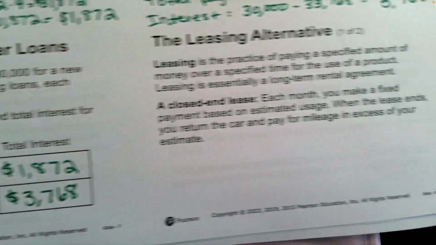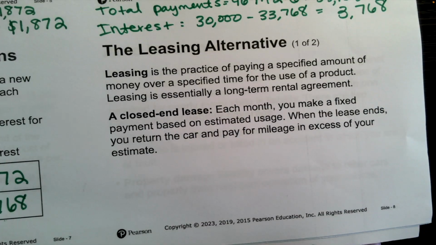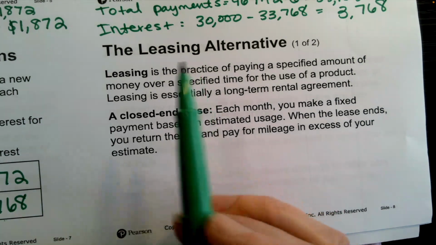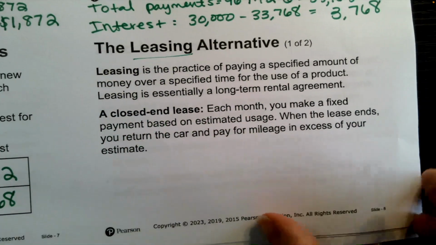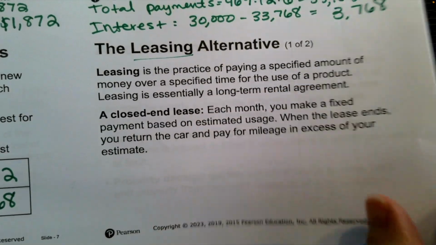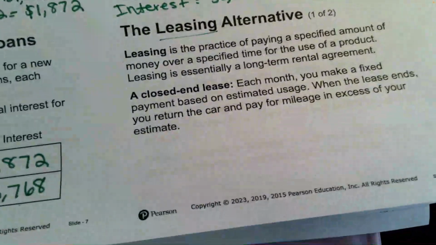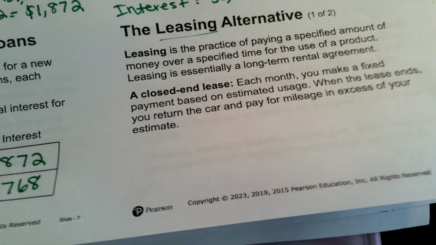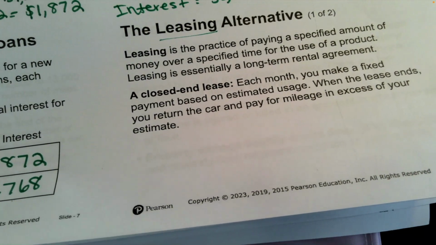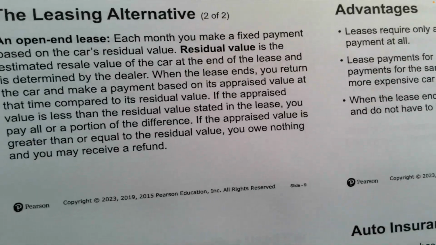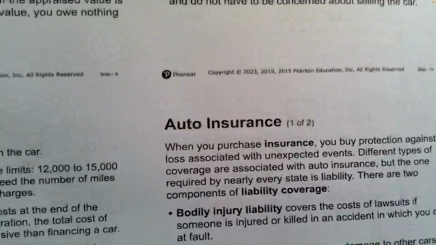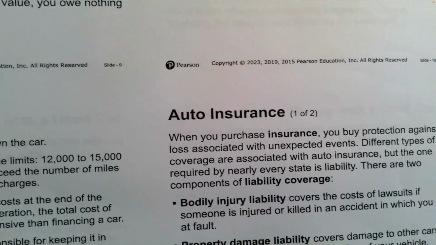All right, so also there's a way of getting a new car without actually buying it. You can do a lease. Okay, so go ahead and look at the lease. I'm going to let you pause it there so you can read through the leasing information. Open and lease. Also read advantages, disadvantages, auto insurance.